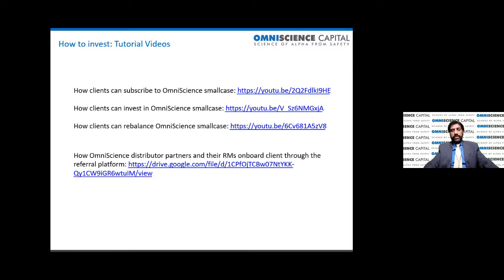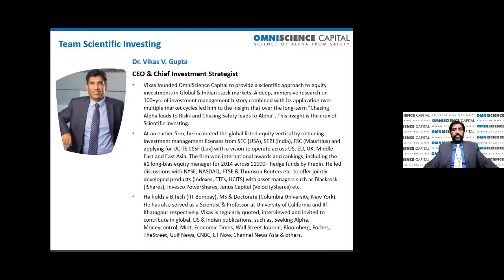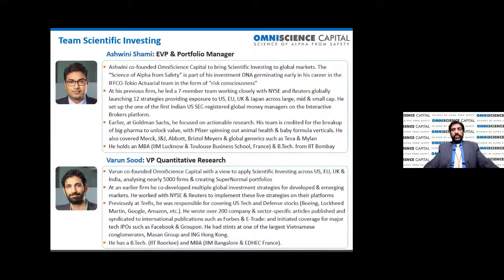This is our team. That's myself as the Chief Investment Strategist. That's Ashwini Shami. He's the Portfolio Manager. And that's Varun Sood, who does all the quantitative research, analyzing more than 1,000 companies in India and about 2,000 companies globally using quantitative tools.